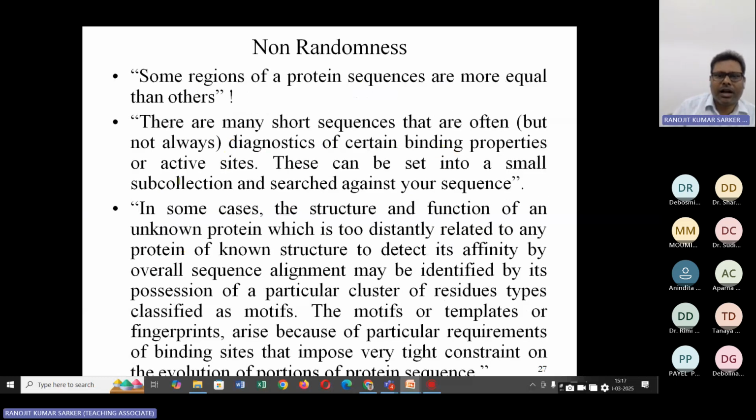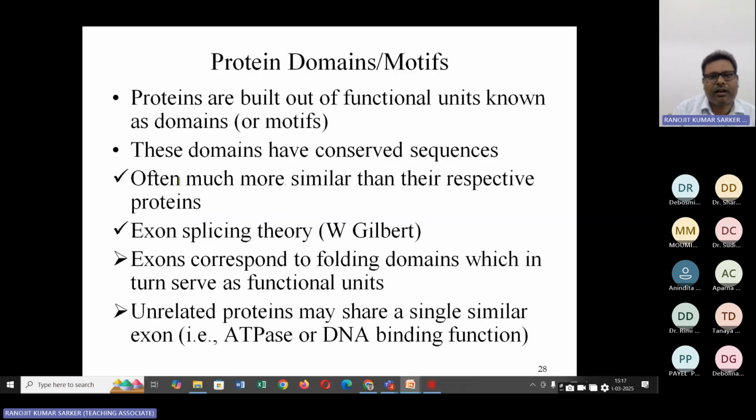Now here we are interested in some motifs and domains, those that have non-randomness and are conserved across species. So that is our importance. Protein domains and motifs, many times we apply them as synonyms, but they are not.